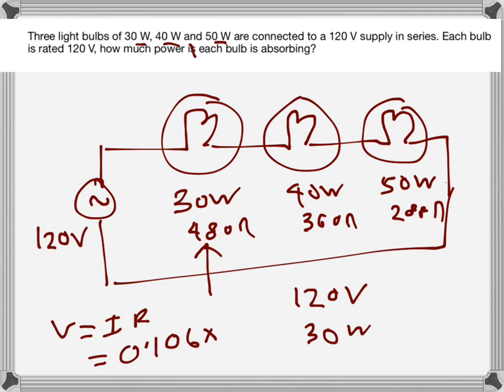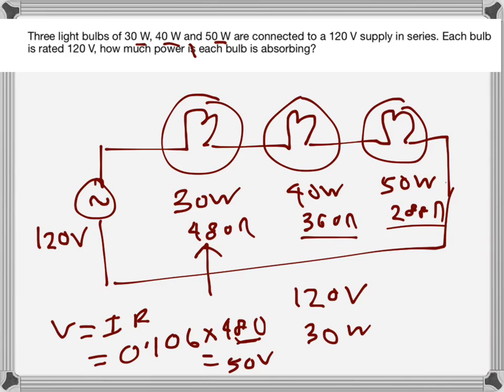0.106 times 480, that's 50 volt, much less. As a result, the power it's dissipating is much less as well. And similarly we will see that the voltage drop across the 40 watt bulb, because its resistance is even less, will be even less. And for the 50 watt one, it will be the least voltage drop, because the resistance is 288 times 0.106. It will be approximately 28 in that range.